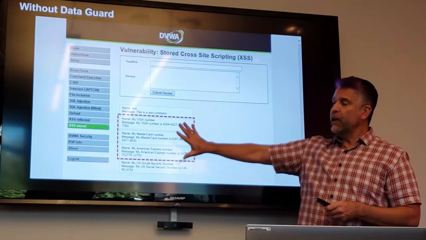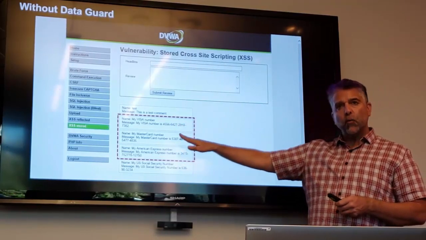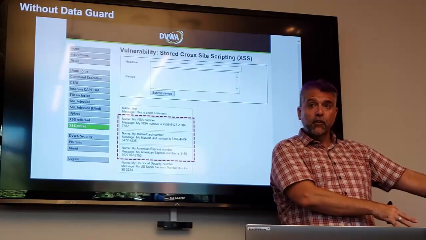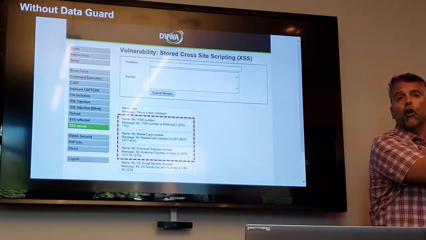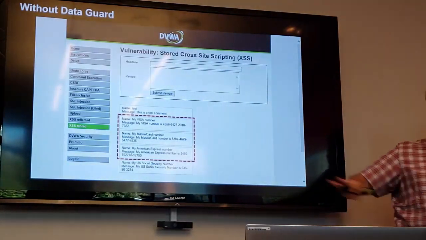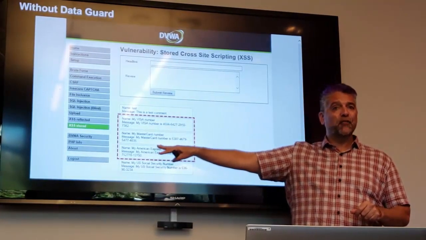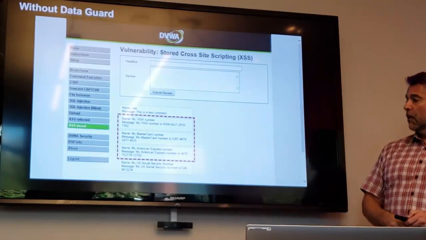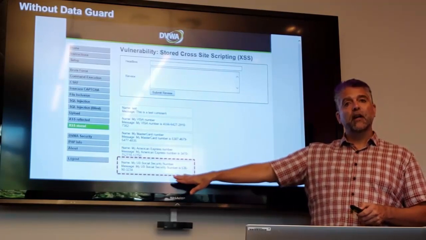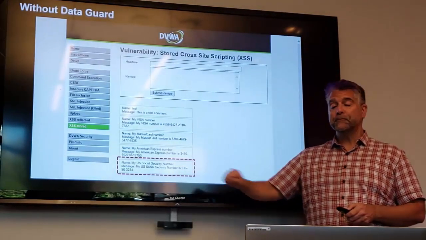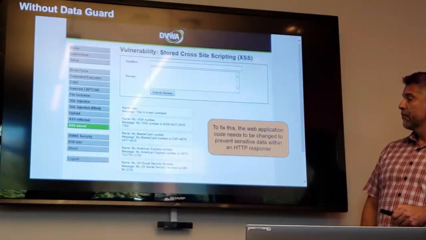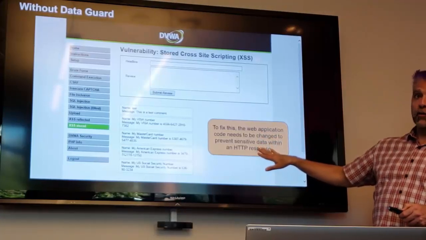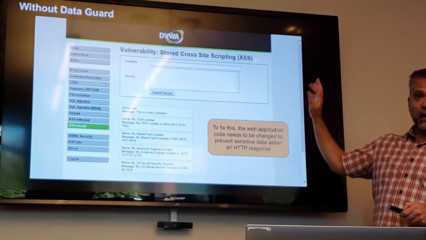So we could fix this in a couple of ways. One way is we could have our web application developer, the guy that we're spending hundreds and hundreds of dollars an hour on, change all those web pages so that it stops sending this information back in the HTTPS response. Or we can use DataGuard. Oh, and by the way, also notice we got a social security number. It's a US social security number. As I said, to fix this, we have to fix all that web application code. That could take, who knows, hours, days, weeks.